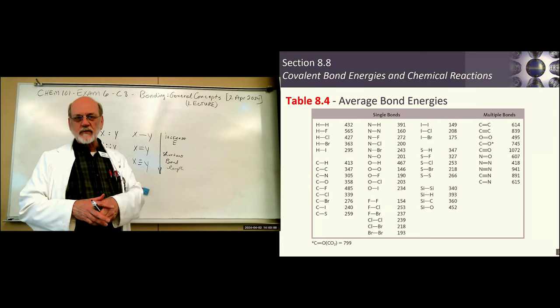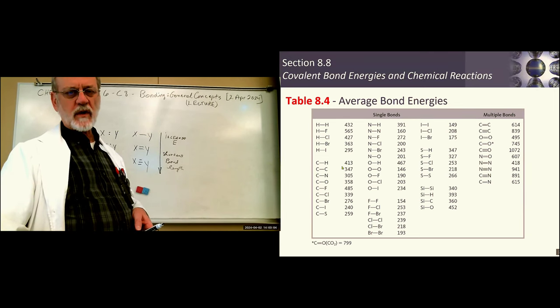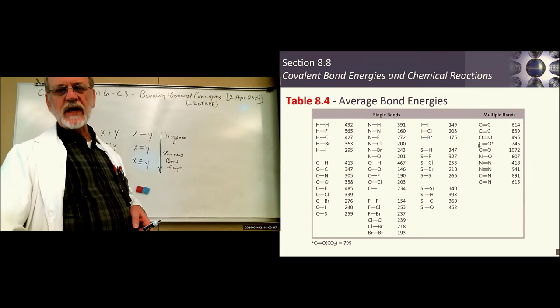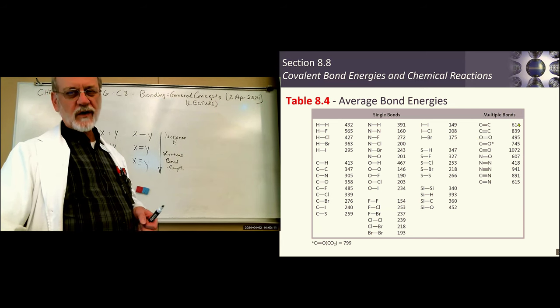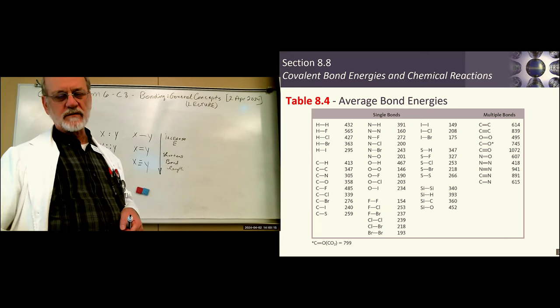And then you'll notice that if we go to a single, right over here on the left, a single carbon-carbon bond is 347. A double carbon bond is 614. So it's not quite double the amount. And a triple bond is 839. So it's not quite triple.